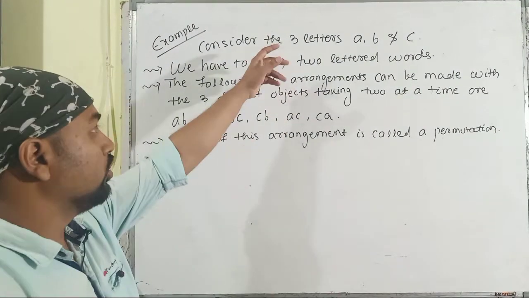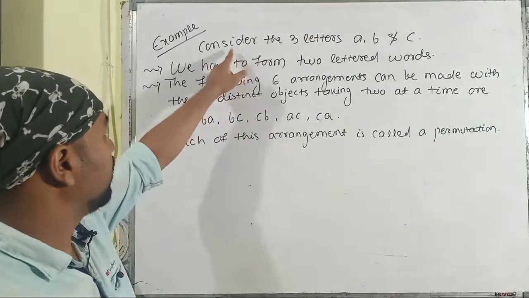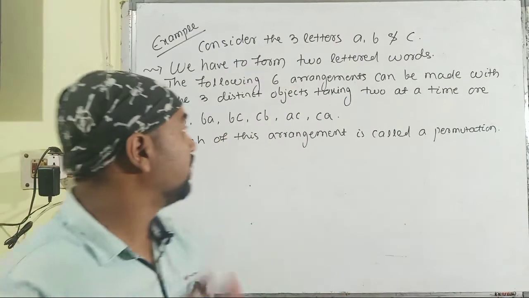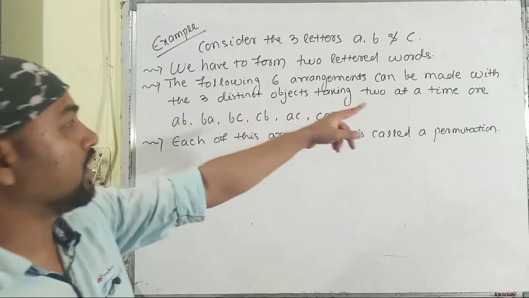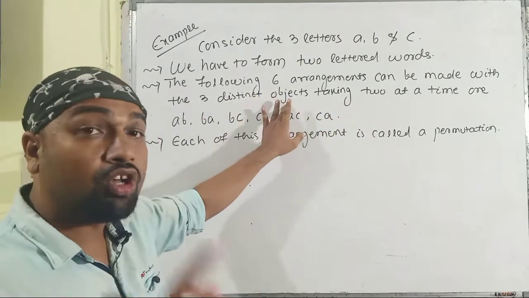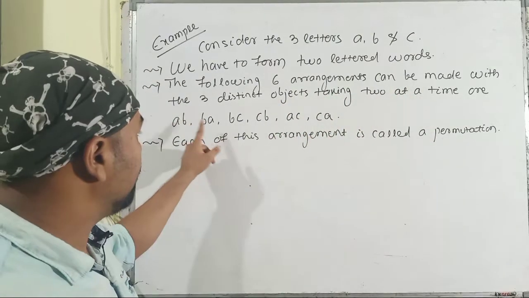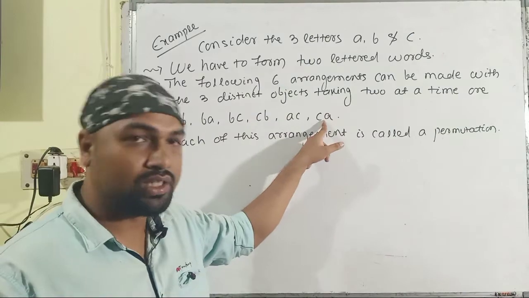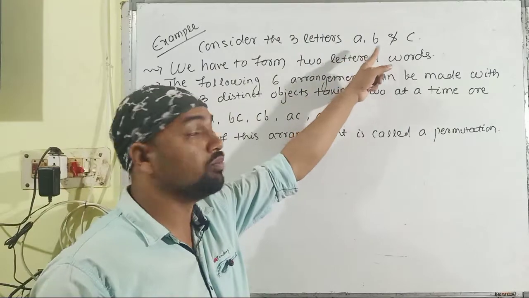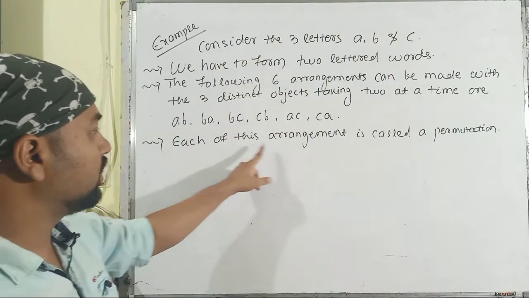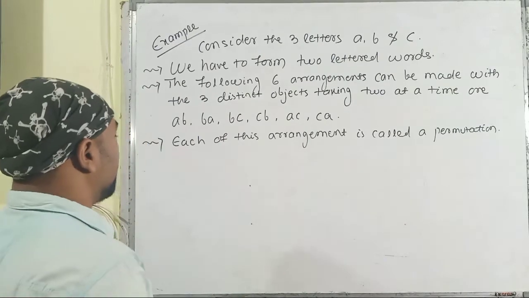To describe the order of appearance in problem manners, we have taken an example here. Consider the 3 letters A, B and C. We have to form 2-lettered words. The following 6 arrangements can be made with the 3 distinct letters, taking 2 at a time, and these are AB, BA, BC, CB, AC and CA. 6 types of 2-lettered words can be formed by using the 3 letters A, B, C. Each of these arrangements is called a permutation. But the order of appearance really matters here.